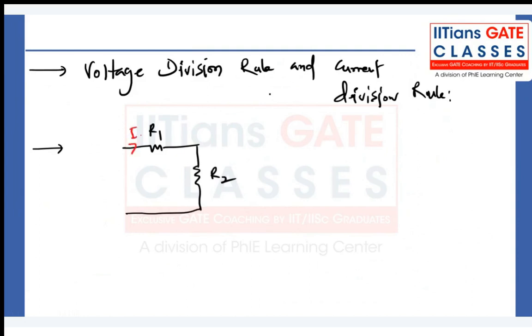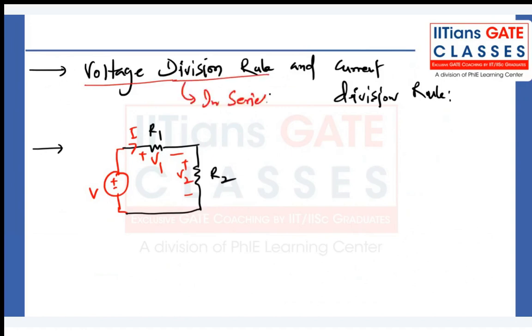And if you connect one voltage source here, that is V, and somebody asks you the voltage across each resistance, you will call it V1 and V2. Always keep in mind that the voltage division rule is applied when elements are connected in series, and current division is applied when elements are connected in parallel. Parallel means the potential will be the same.